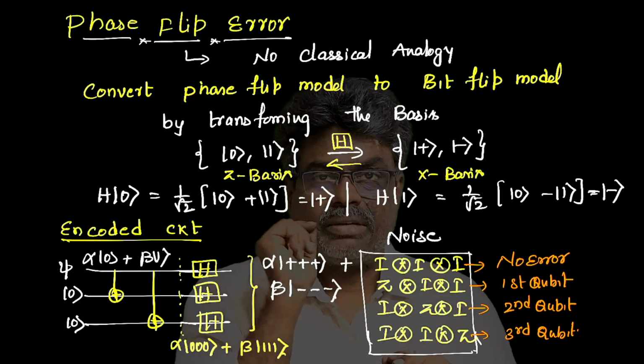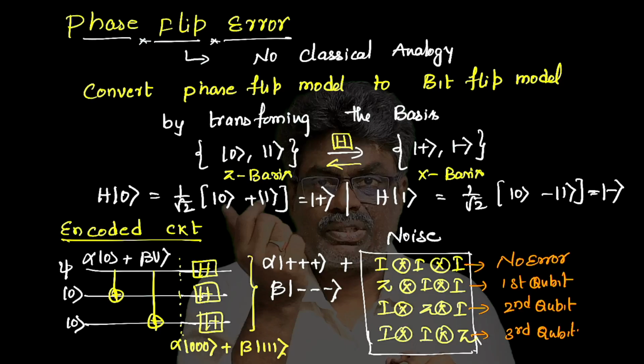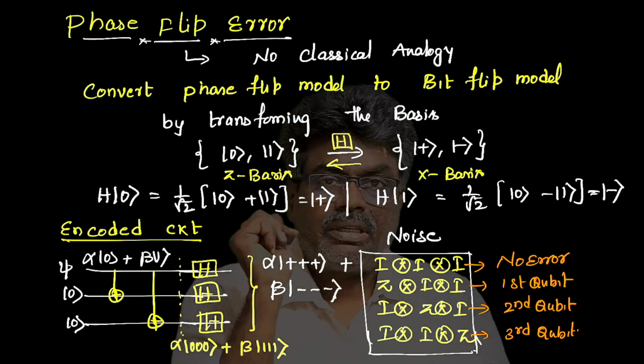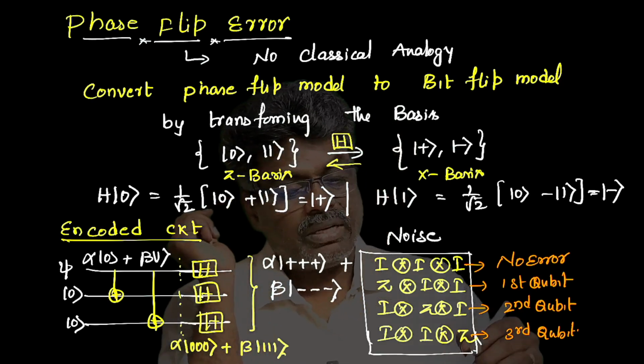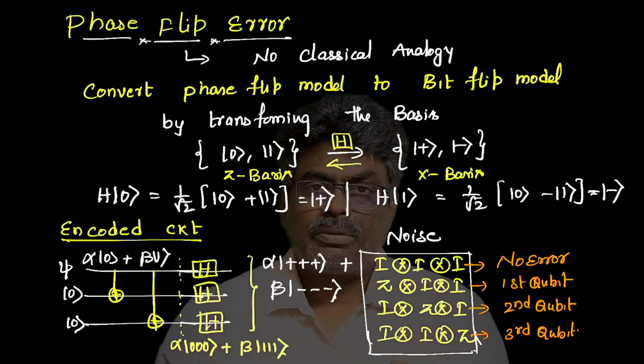Now the next step. I told you in the last class there are 3 steps. The first one is transformation, and the transformation is done. The second one is syndrome detection. So let us discuss the syndrome detection and go to the next step.